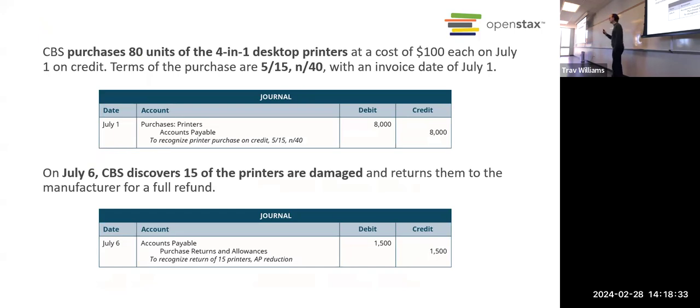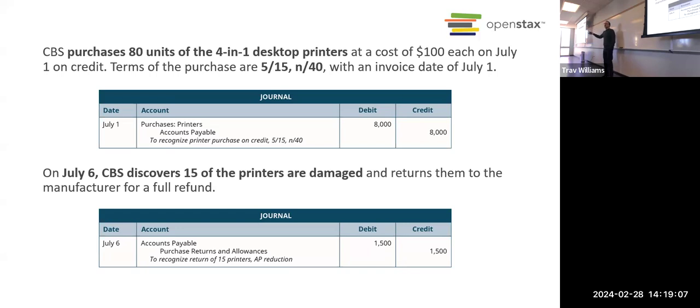So now let's think about this. They're returning the items for a refund, right? This company that uses the periodic inventory method bought these items, returned some for a refund. Their accounts payable goes down. They credit purchase returns and allowances. Why is there no inventory listed here? What's that? They don't use that account until the end of the period, right?